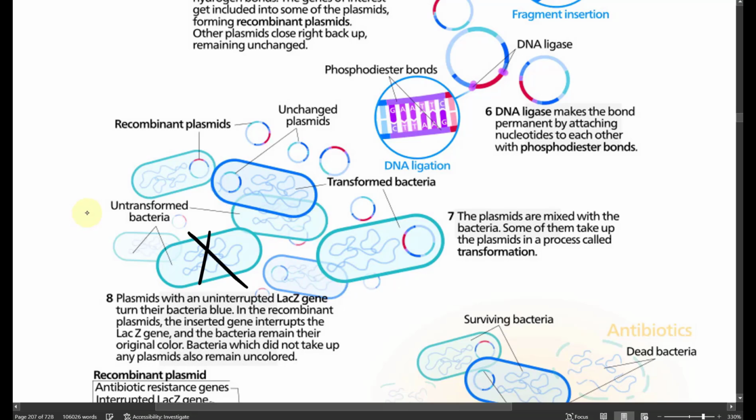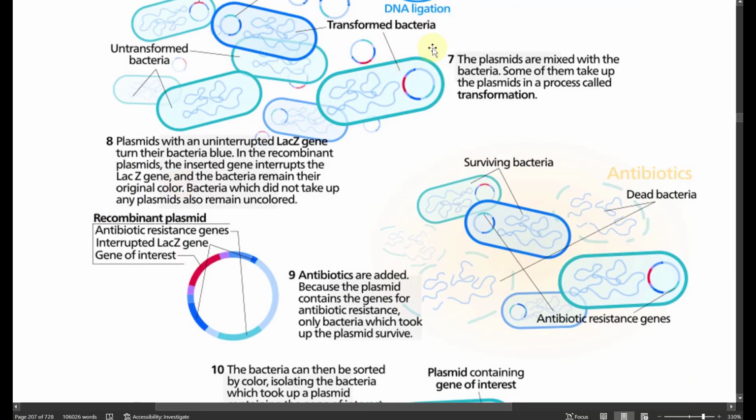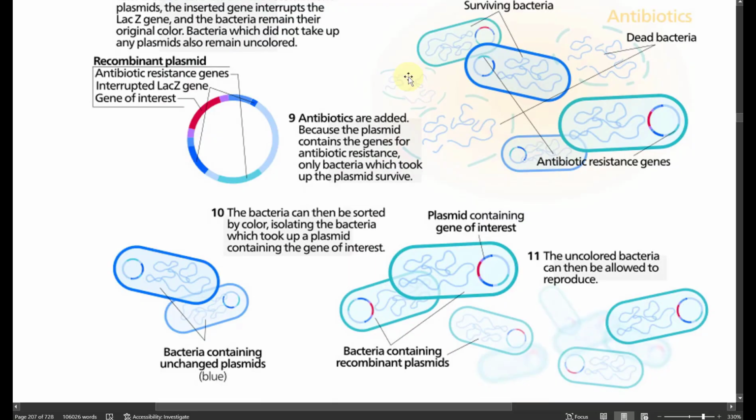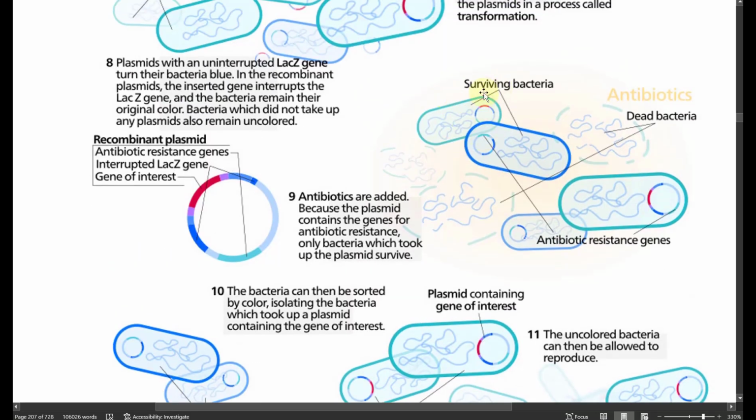So now you have, for the recombinant one, a way to tell which ones are the actual recombinant bacteria. So you'll have surviving bacteria. You'll have this one right here, the unchanged color, but with the recombinant plasmid. Then you have the regular plasmid that's blue. So now you know that these are the ones that you did. So these are surviving ones, and then dead bacteria don't have the plasmids at all. So now you have a way of separating them.